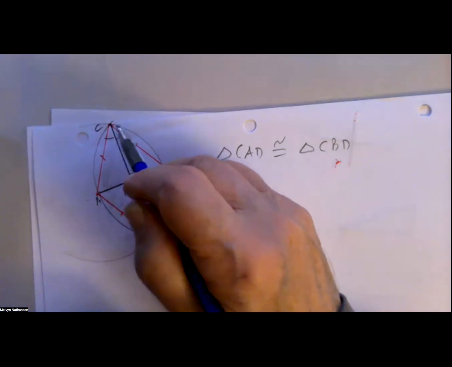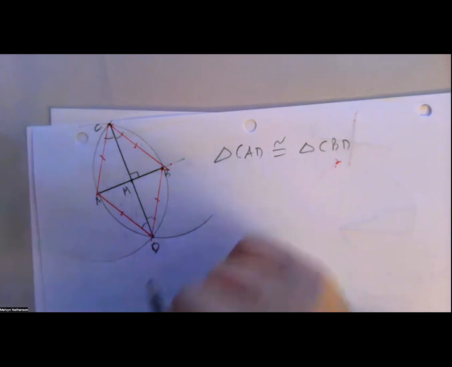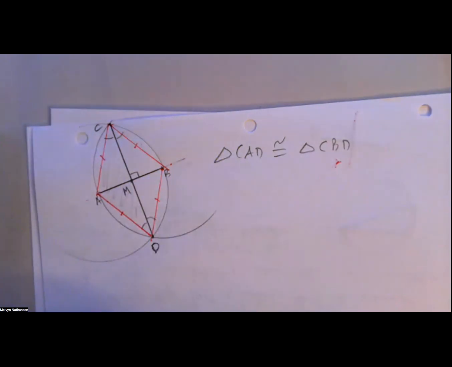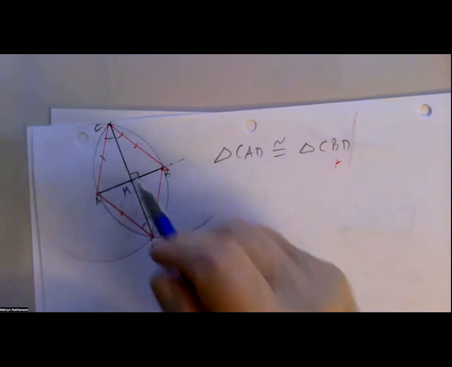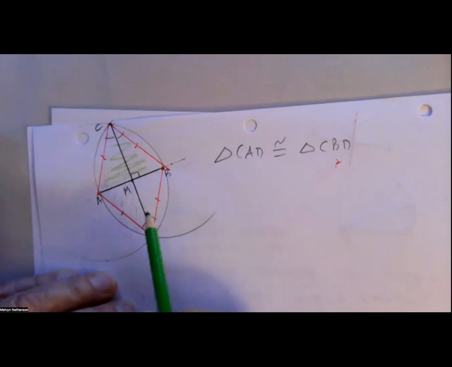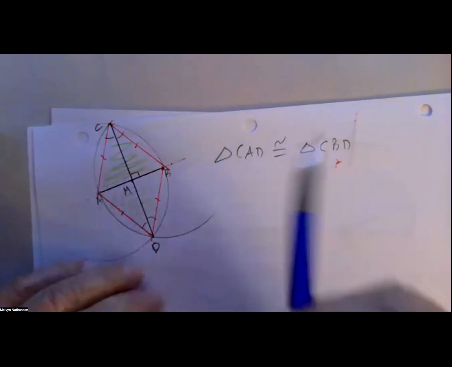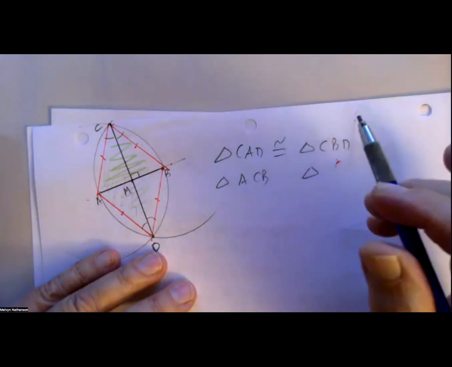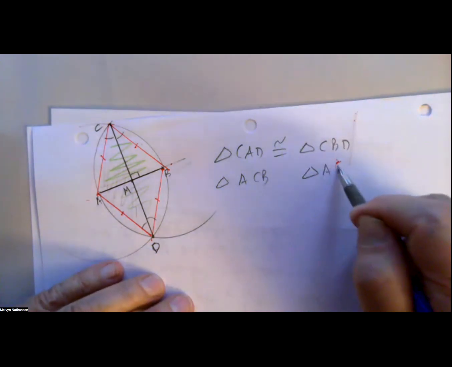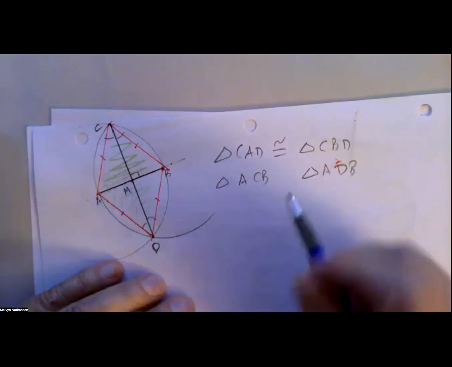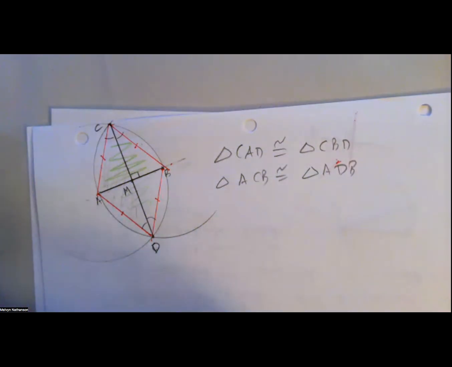So this angle equals this angle, and this angle equals this angle, and this is an isosceles triangle, so these four angles are equal. In the same way, if you look at the top triangle and the bottom triangle, the top triangle is triangle ACB, and the bottom triangle is triangle ADB. They share a side, and the other two sides have the same lengths. So these are congruent triangles.